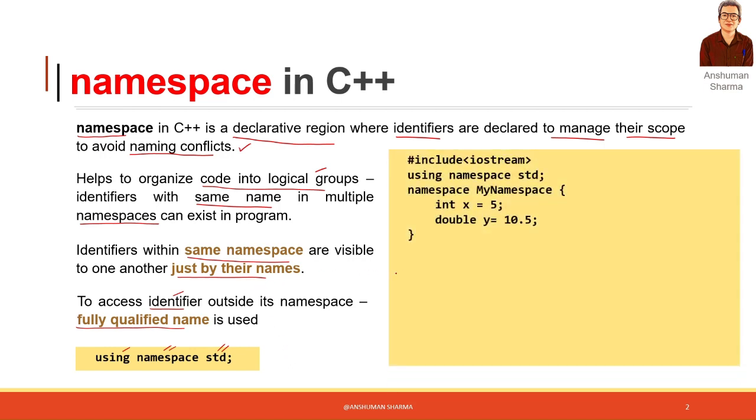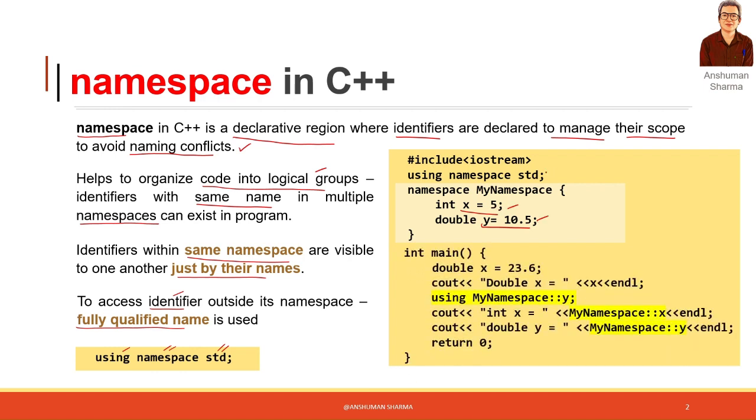Now, to understand it, let us consider an example. We have defined a namespace. You can look over here. We have variables x and y defined over here, with some values assigned to them. In addition, we are using the standard namespace. We have also defined a variable x within the main function. When we simply access the value of x, it will print the value that we have defined in the local scope.